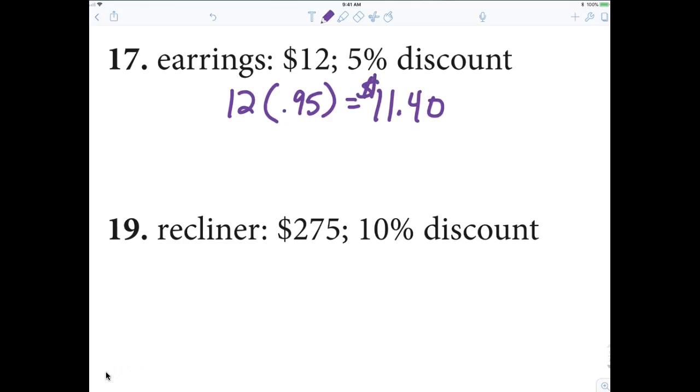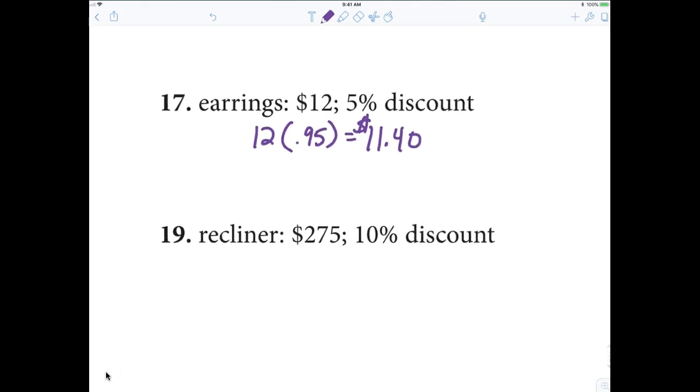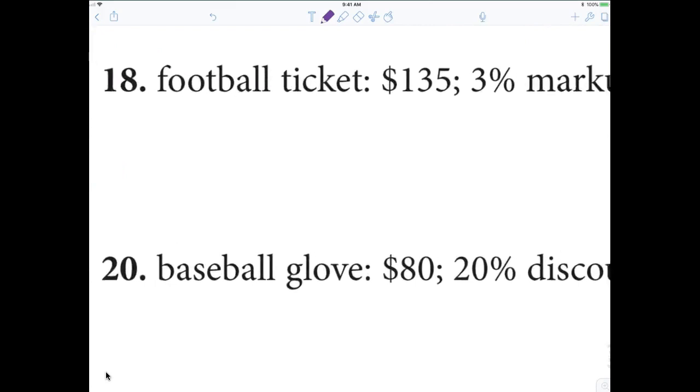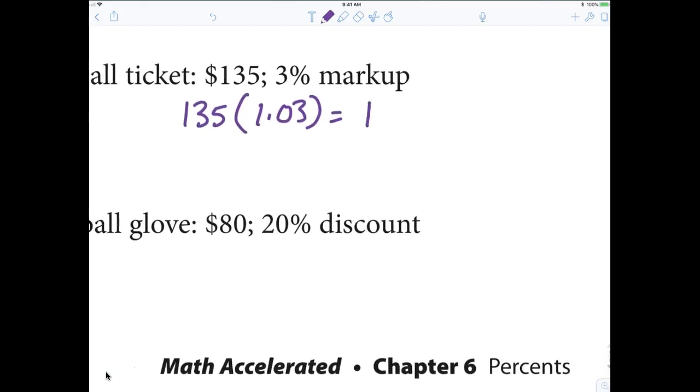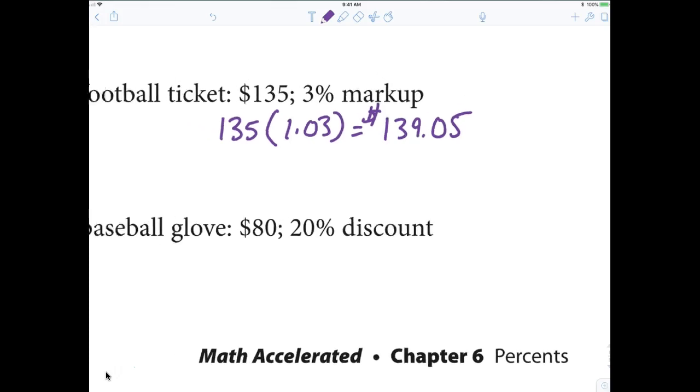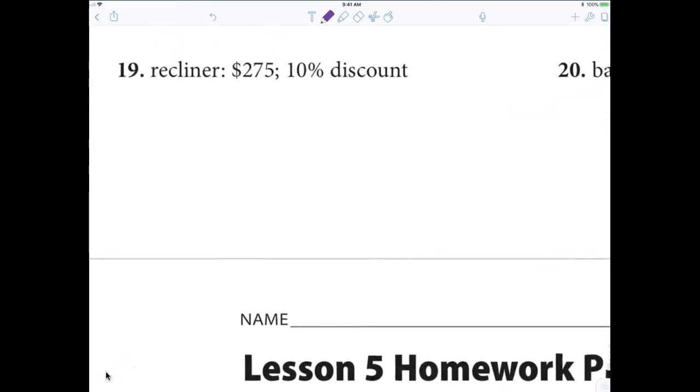Okay. Let me hear Avery. So about 18. So we have 135 and that parentheses 1.03. Good job, girl. And that equals 139.05. Is that right? $139.05? $139.05. All right, Max. Tell me about 19.